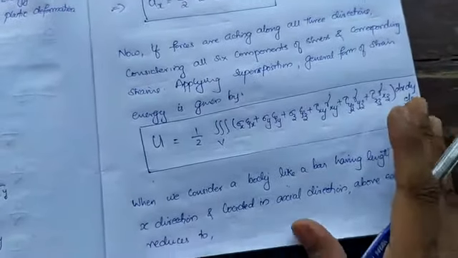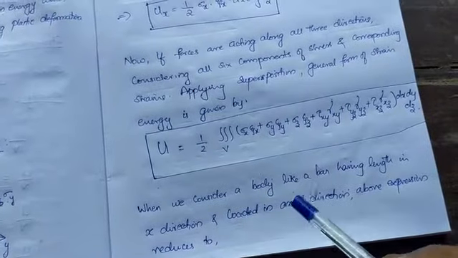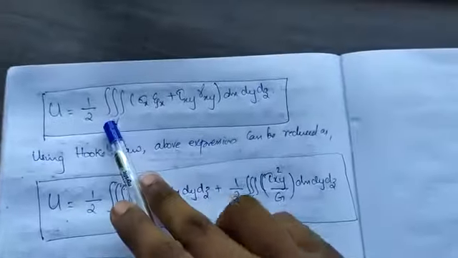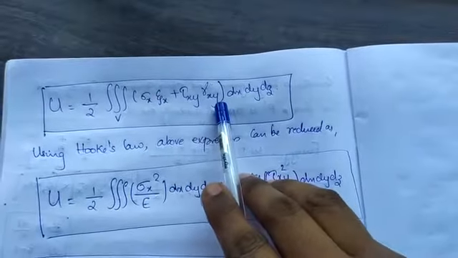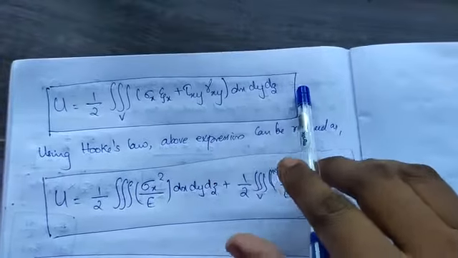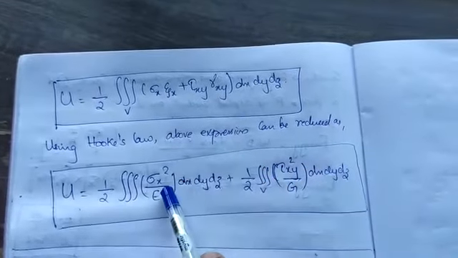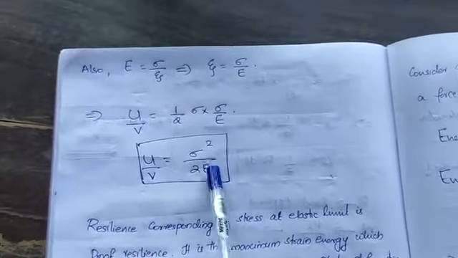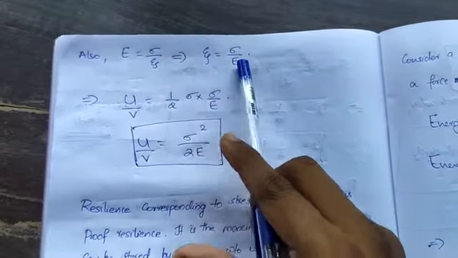When we consider a body like a bar, having length in the x direction, and considering only the x direction, which has axial stress as well as shear stress, then it becomes 1 by 2 into sigma x epsilon x plus tau xy gamma xy, dx dy dz. Instead of sigma x epsilon x, substitute the value sigma x square by E that we have already found out.